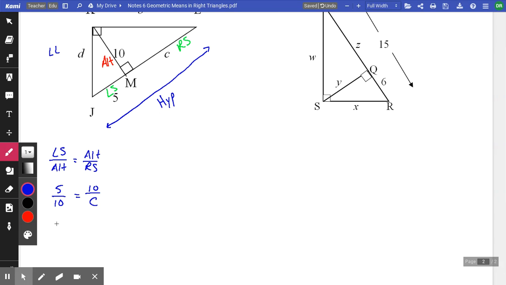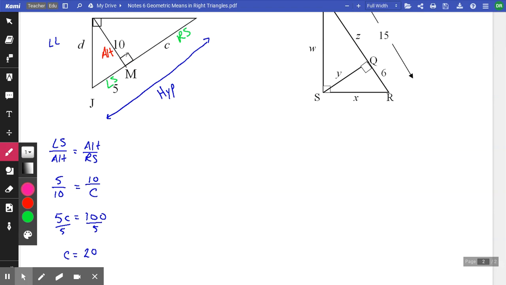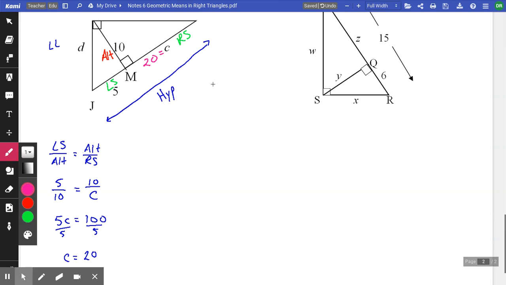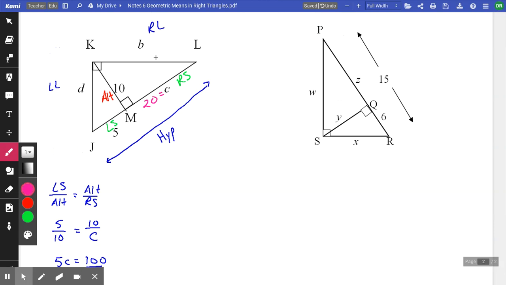So if we cross multiply, we'll take 5 times c, and that'll be equal to 10 times 10. Divide by 5, and c equals 20. So now that I've found that, I'm going to go ahead and put 20 into my diagram just in case I need it. So what else can we find now? Well, we know the left segment and the right segment and the altitude. In this diagram, things we still need are the left leg and the right leg.